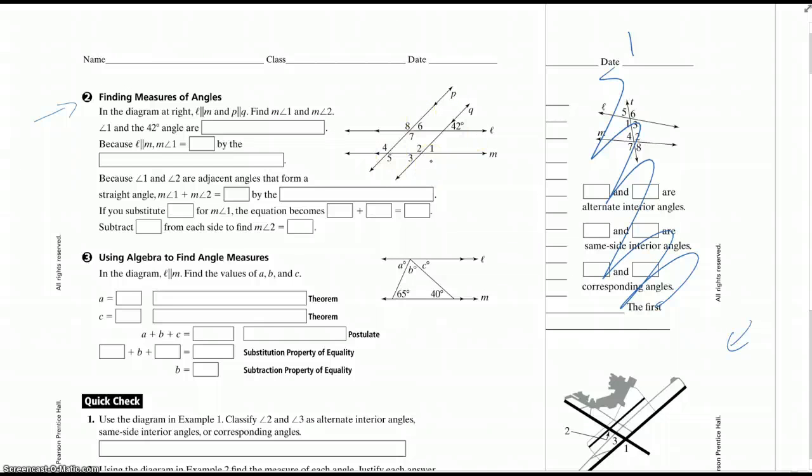Now, we need to find the measure of angle 1 and the measure of angle 2. First, we'll notice that 42 degrees is the only angle that has a measurement. Lucky for us, the angle that's measured 42 has a special relationship with angle 1. What is it? They're corresponding.